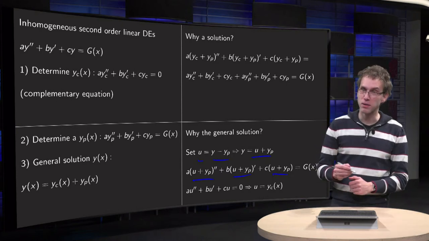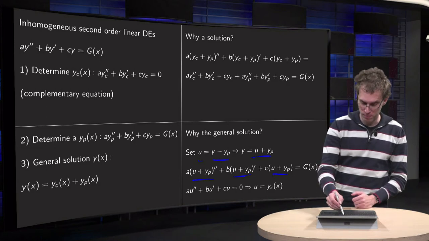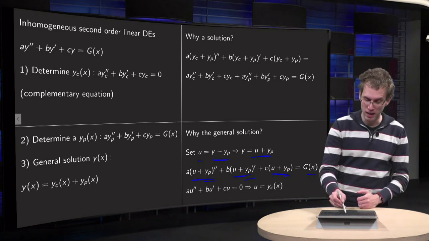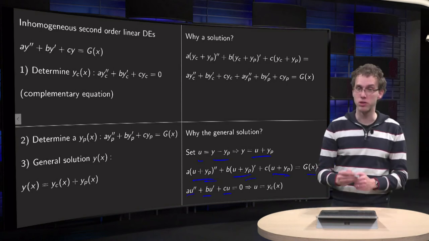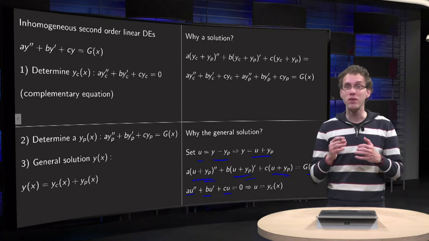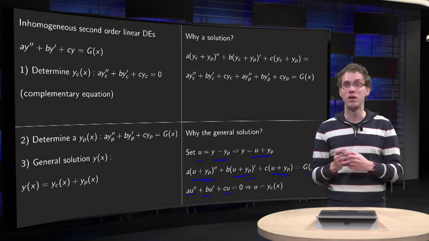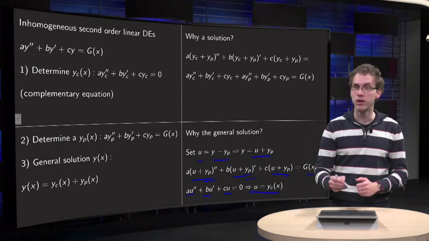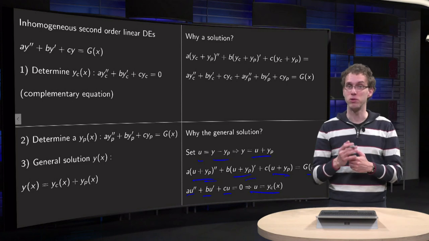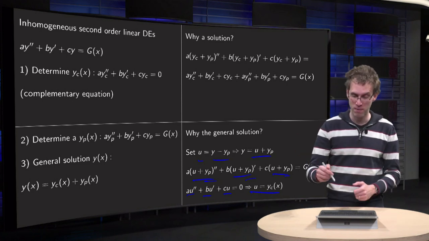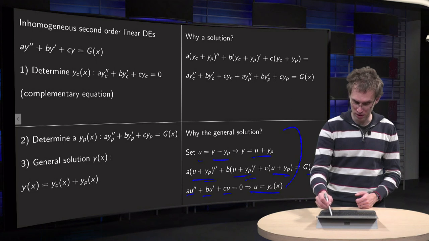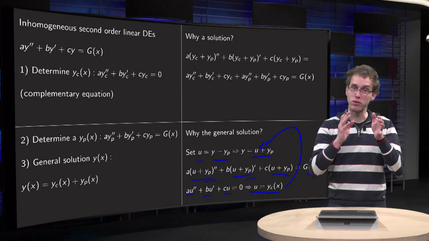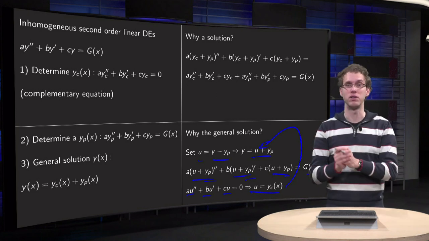Now we have a times yp double prime plus b times yp prime plus c times yp, so those terms together are already equal to g of x. So that means that a times u double prime plus b times u prime plus c times u has to be equal to zero. And we know how to solve this problem. The general solution of this problem is the solution of the complementary equation. So we know that u has to be equal to yc of x. Substitute that back over there, and you see that your general solution is indeed y, the solution of the complementary equation, plus a particular solution, yp.